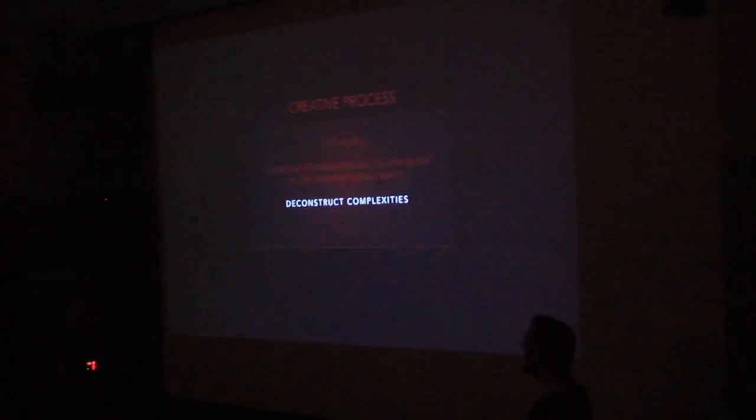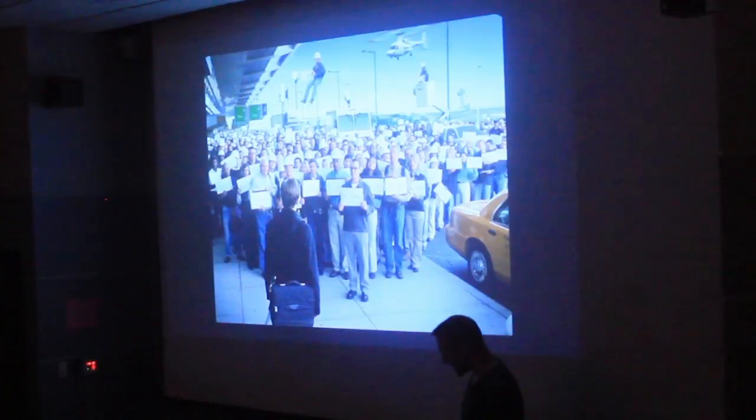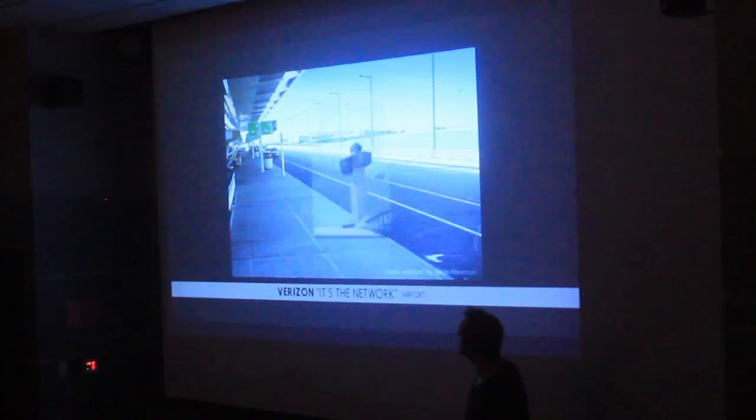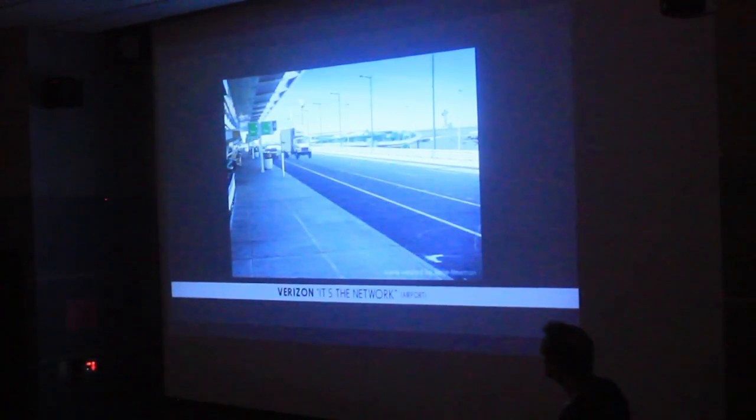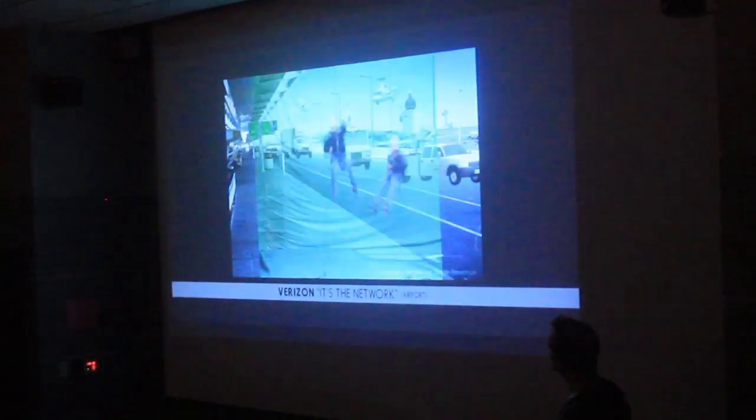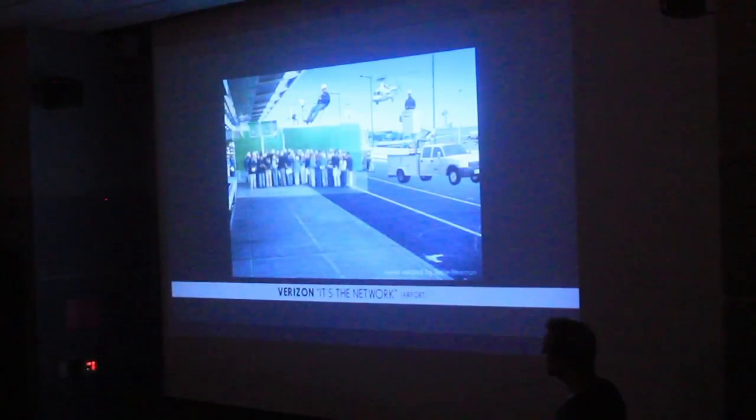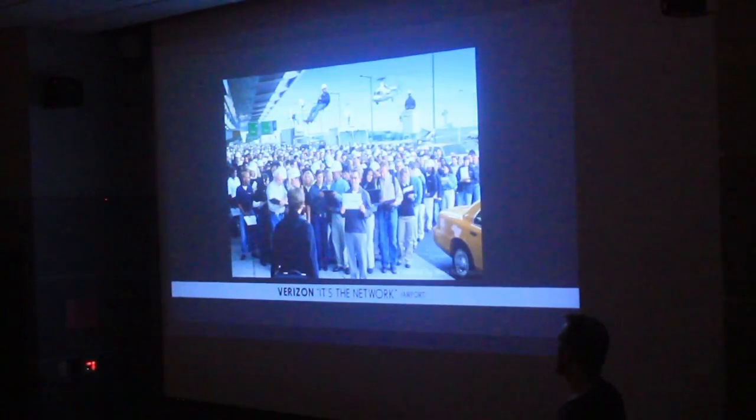The next part was deconstructing complexities. Basically, it's in tandem with the visualize step, which is to have the idea, but then break it down into its components and figure out what you need for each one of those components. To demonstrate that, here is just one of the scenes I did for the Verizon crowd to show you how it comes together. With 200 extras, I had to make it look like there was 10,000 or so.